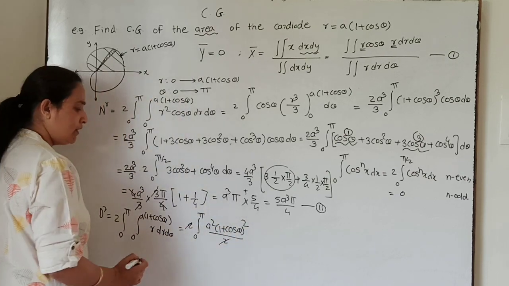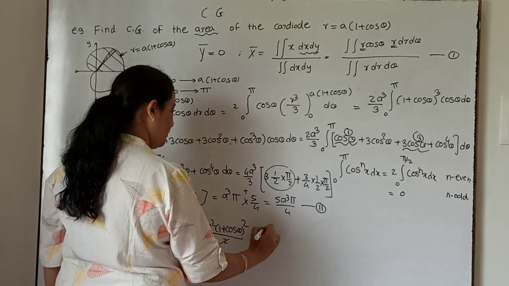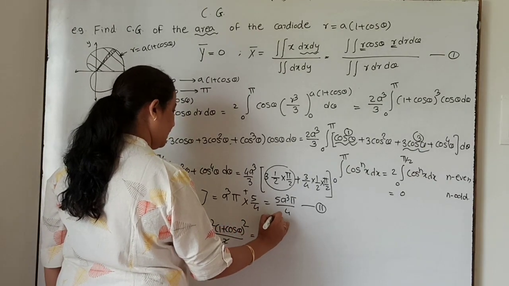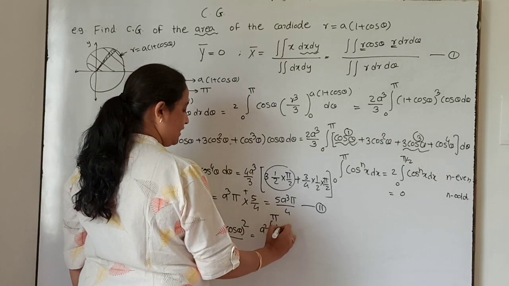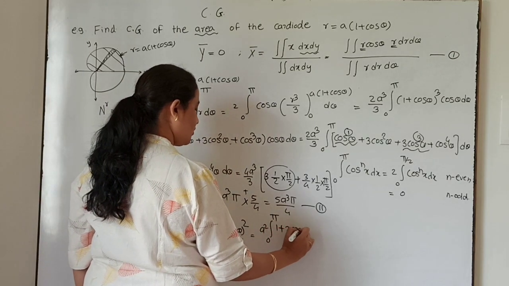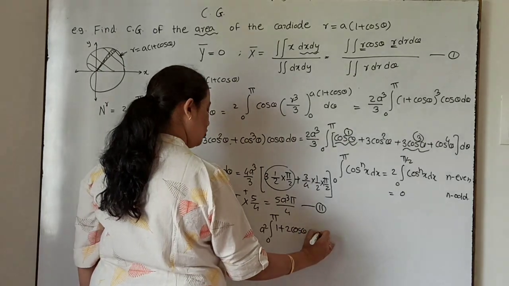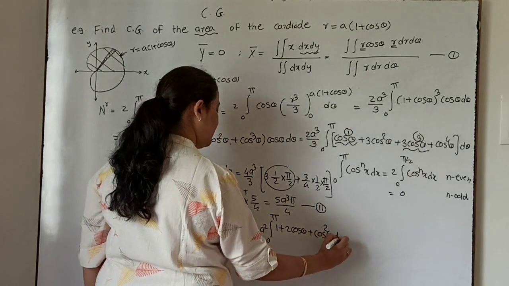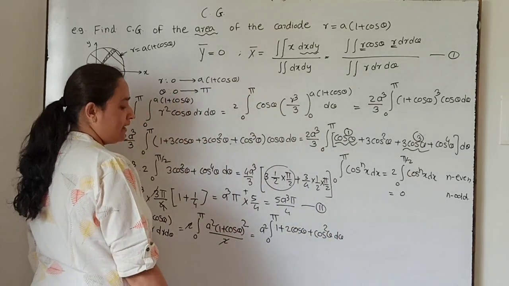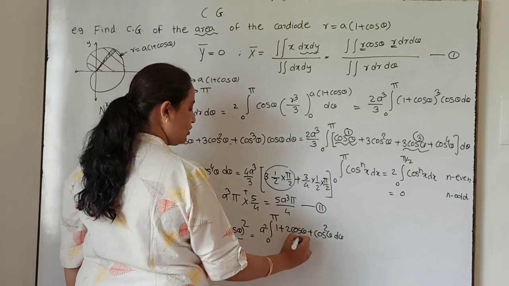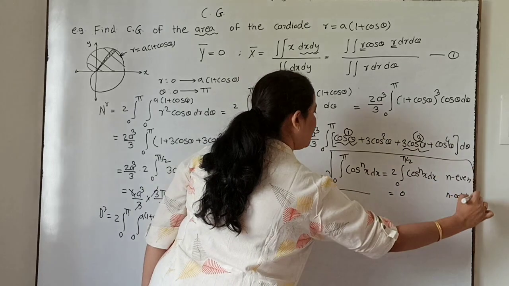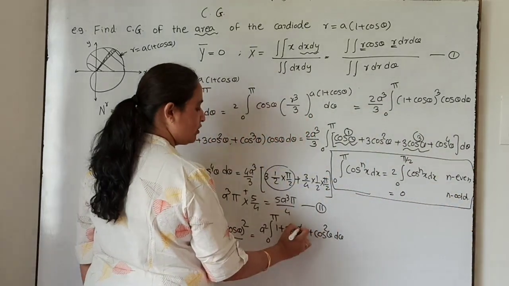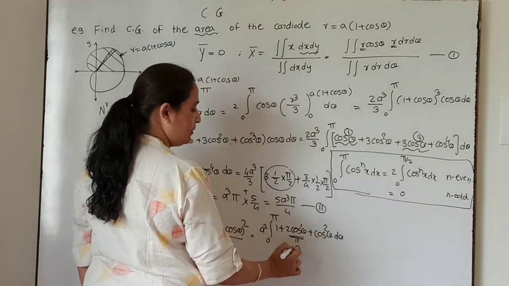This 2 will get cancelled. A square is constant, take it outside. Integration from 0 to pi. If I expand this, it is 1 plus 2 cos theta plus cos square theta d theta. If I again apply the reduction formula for this cos theta, since the power is odd, the value of this integral will be 0.